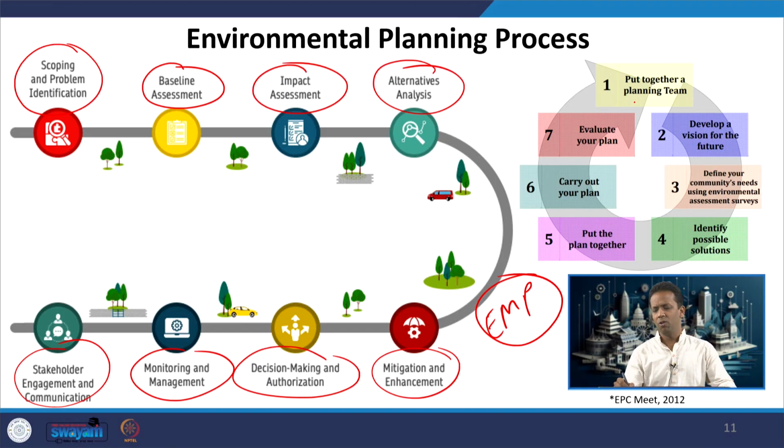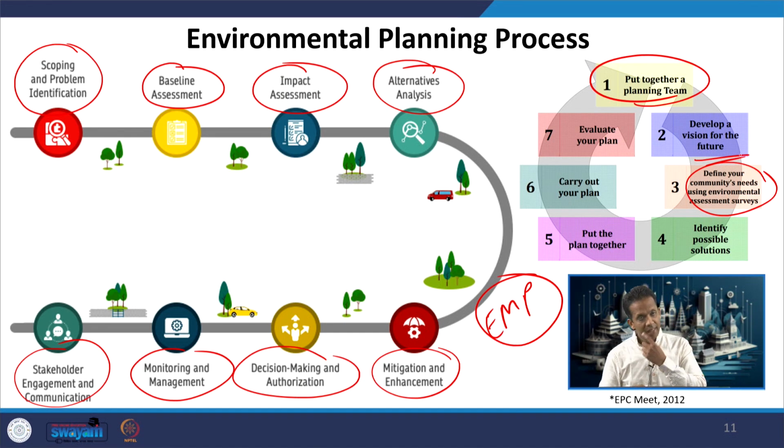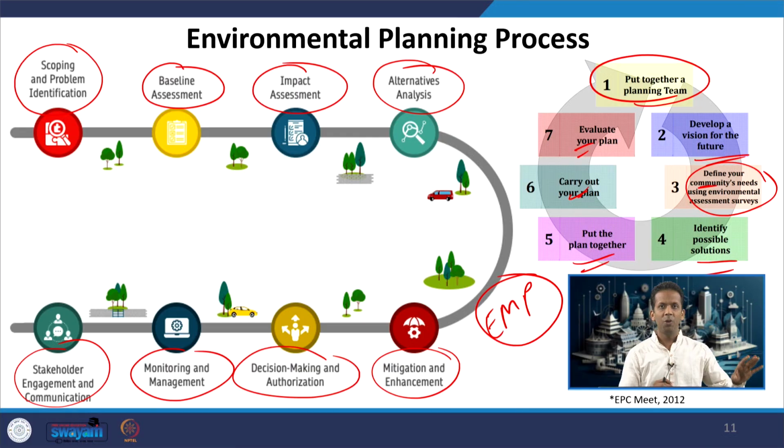So, that is a typical environmental planning process, and these 7 points, these are generic planning steps which can be applied here also. Obviously, to do the planning, to do the analysis, you would need a team. So, you put together a team, you develop vision, you define the needs, here it is the example of community, but you define the needs for compliance or for organization, and you find alternatives or possible solutions. You put the plan together, carry out your plan, evaluate your plan, and then it goes on a cyclic mode. So, putting, carrying out and evaluating the plan, these also have to be documented: this is how we will be putting our plan together, this is how we would be carrying out our plan, this is how we would be evaluating the plan.